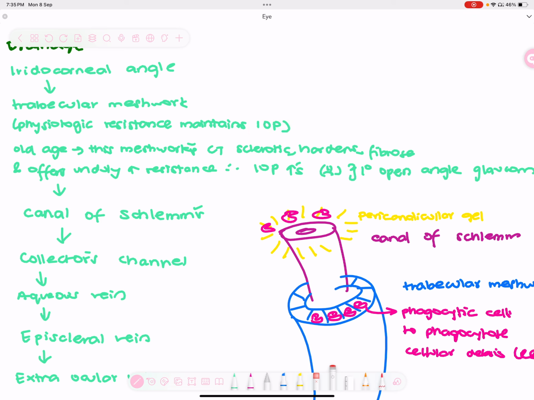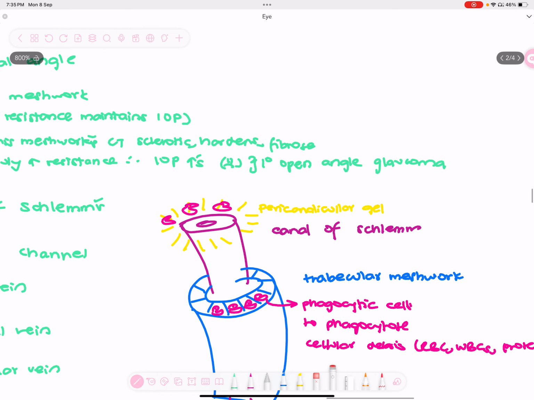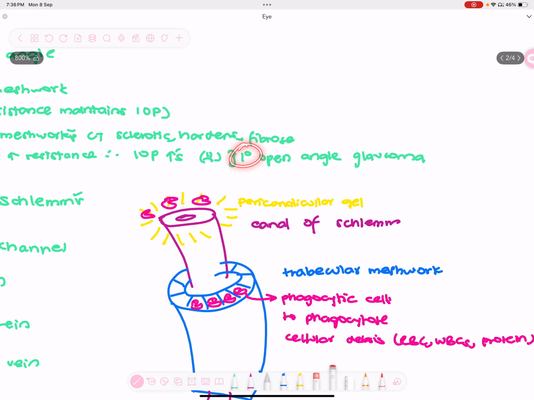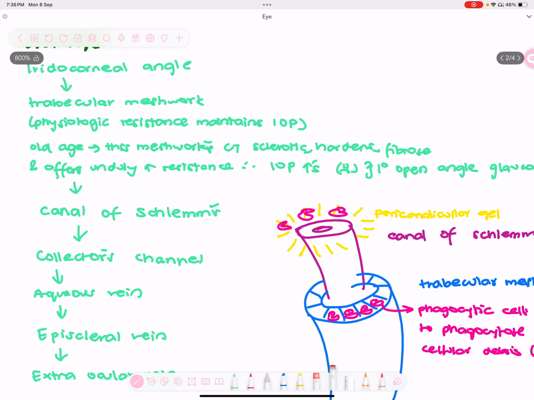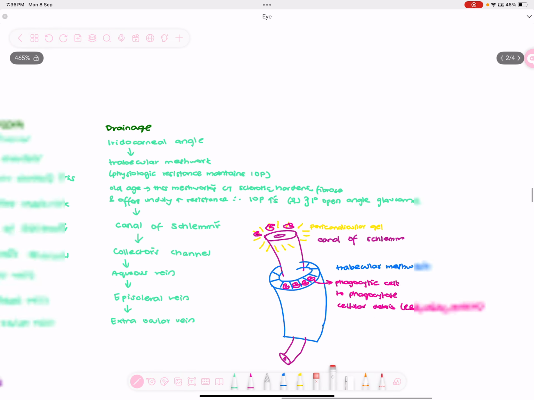In old age, this meshwork starts sclerosing or hardening or fibrosing, and once it hardens, it gives unduly high resistance. First it was giving resistance, that's fine, but it shouldn't be giving unduly high resistance. Here I'm talking about the physiologic resistance offered by the trabecular meshwork, right? So that unduly high resistance increases the intraocular pressure. Obviously, again, it causes glaucoma, but this is primary glaucoma, which is caused by hardening of the trabecular meshwork, and then its physiologic resistance increases.